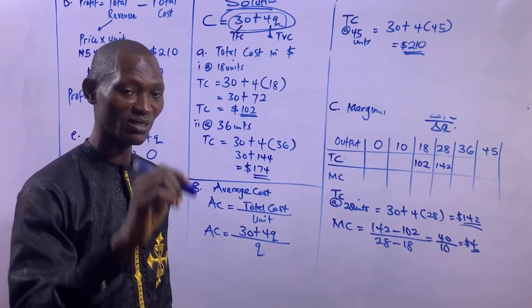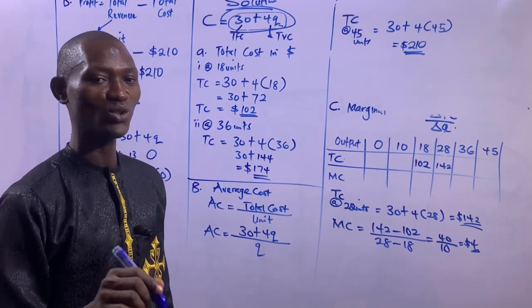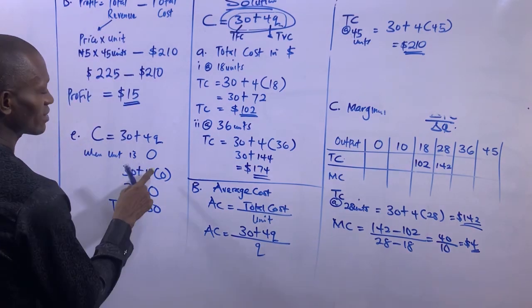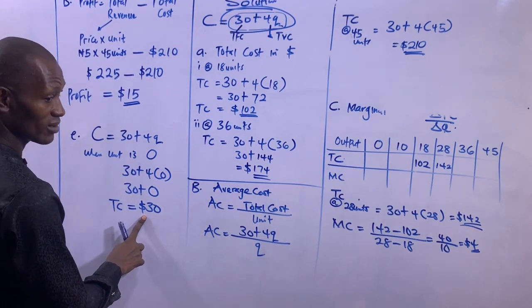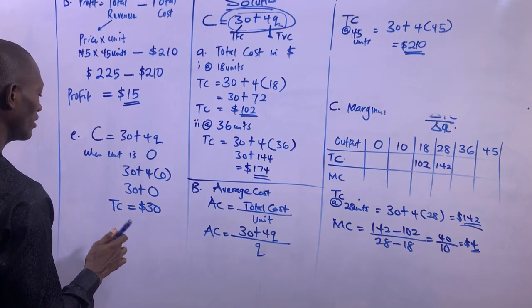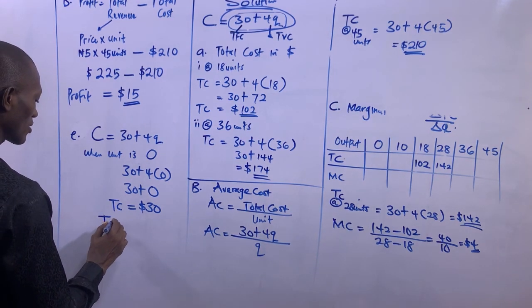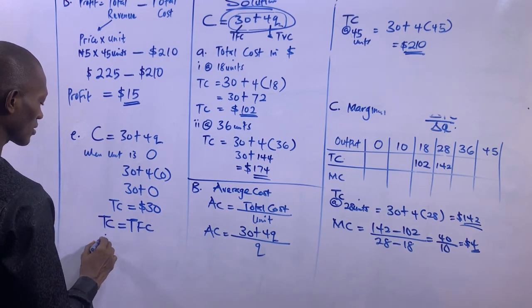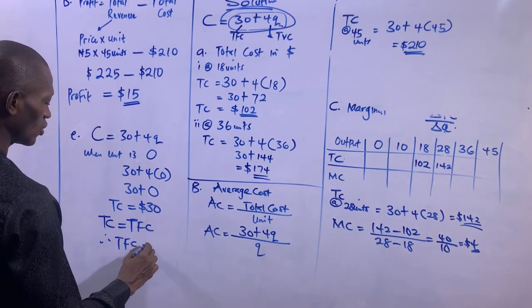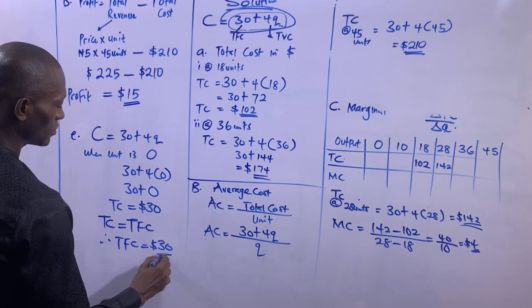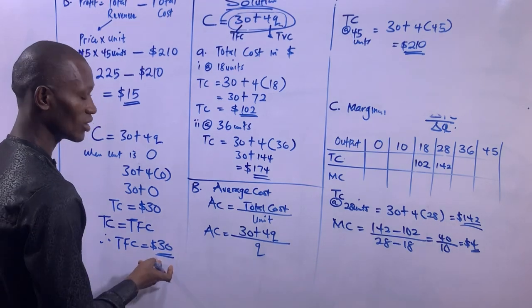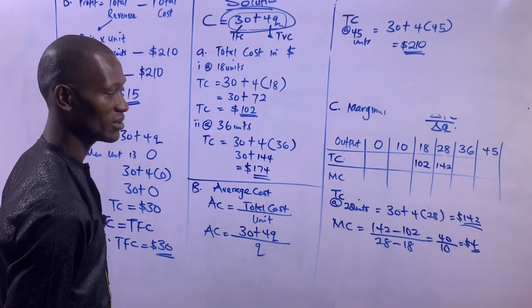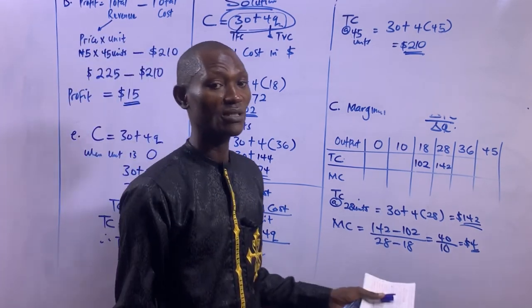So when output is zero, total cost will be equal to total fixed cost. It's as simple as that. So at zero level of output now, total cost is $30. Then here we can say total cost will be equal to total fixed cost. Thus, total fixed cost equals $30. So at zero level of output, total fixed cost is 30. Total cost is also $30. So our total fixed cost is 30.